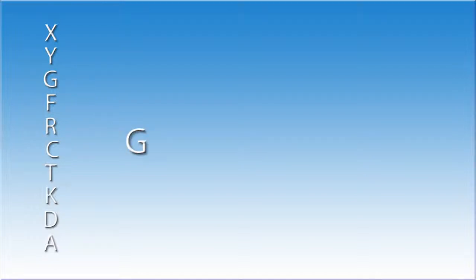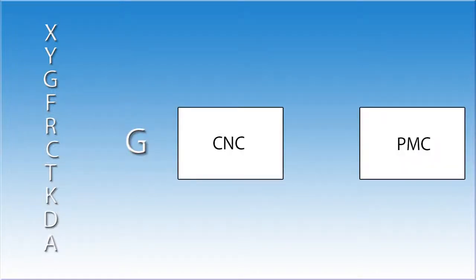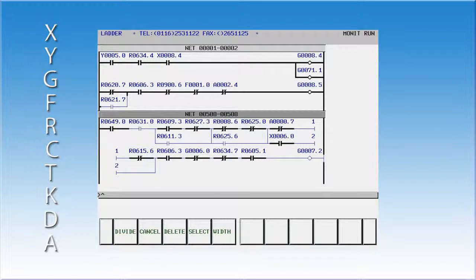The letter G refers to signals that go from the PMC to the CNC. Think of it as G goes to CNC. G addresses, like the Y addresses, can be used as contacts or coils in a ladder. An example of this is a cycle start signal address, G7.2. When this signal goes high, the CNC, who is responsible for program execution, will start running the program.